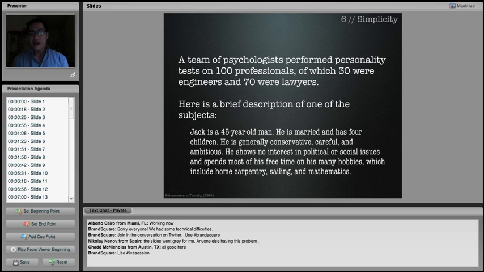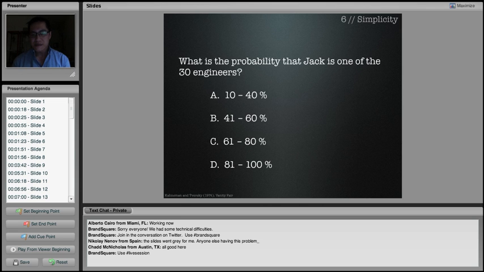Jack is a 45-year-old man. He's married and has 4 children. He's generally conservative, careful, and ambitious. He shows no interest in political and social issues and spends most of his free time on his hobbies, which include home carpentry, sailing, and mathematics. The question is, what's the probability that Jack is one of the 30 engineers?